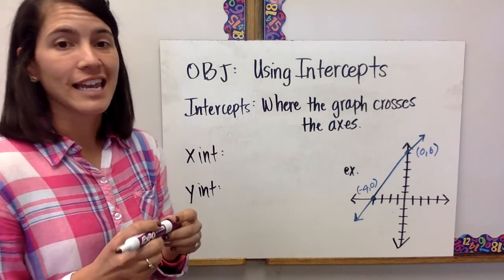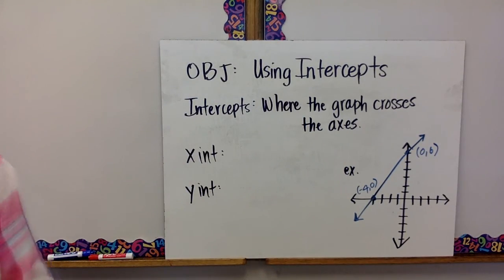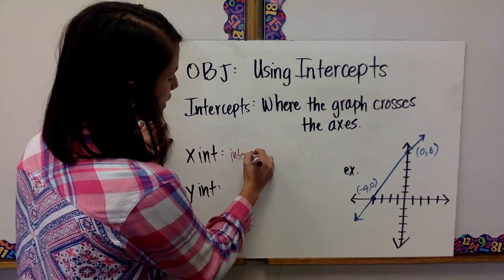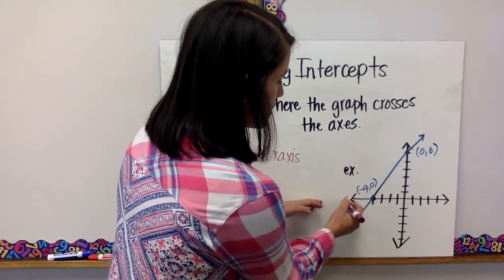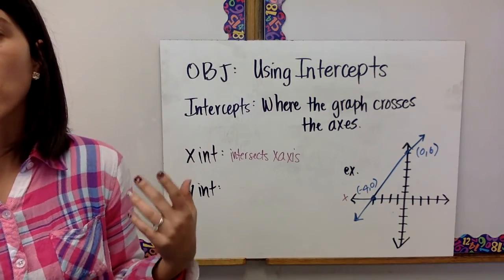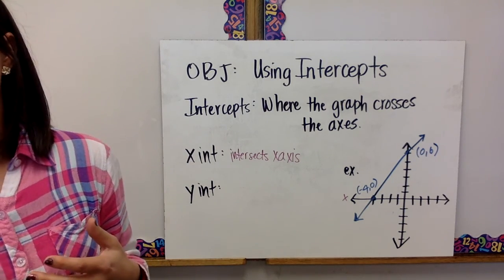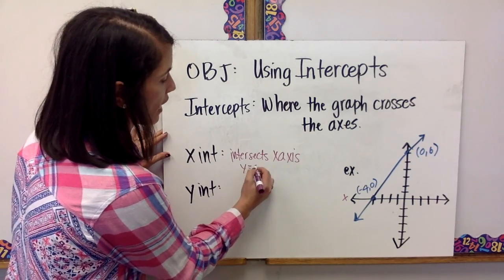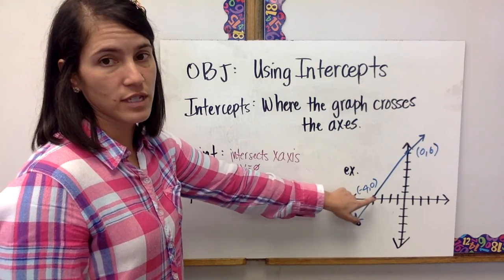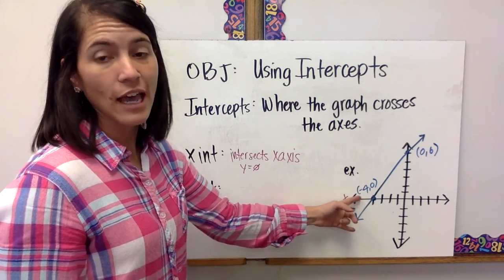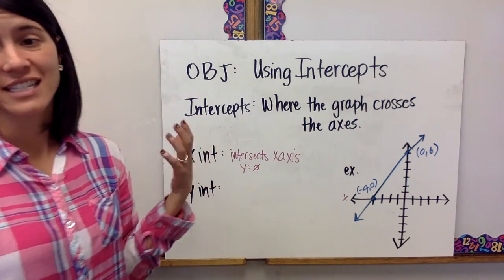So there is an x-intercept, and an x-intercept is where it crosses the x-axis, where it intersects the x-axis. And the x-axis is the horizontal axis. For it to be an x-intercept, the y has to be 0. For example, right here, the x-intercept is -4, 0, because that is where it crosses the x-axis. The y has to be 0 because it's not up or down.